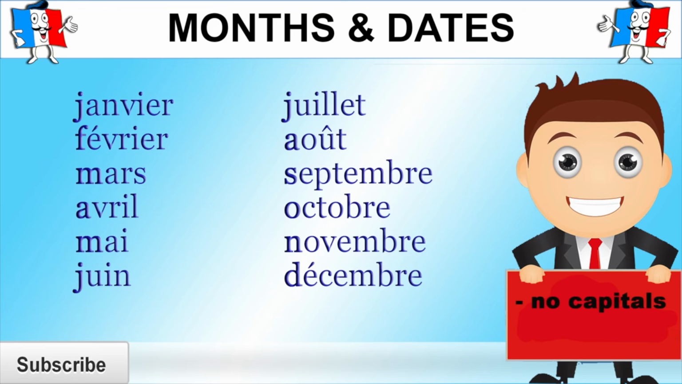So two things to note here is that the A in août is silent. And the second thing is that in French, the months are not written with a capital letter.